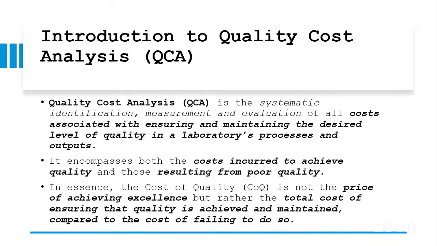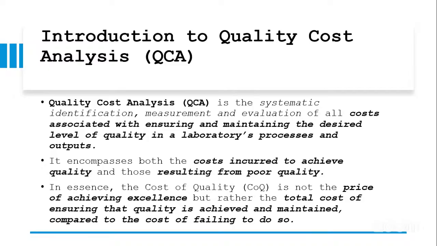Each step in the lab, each process in the lab, has an aligned cost on that process. So when we look at identifying these processes, measuring the cost attached to these processes, and evaluating the impact of the cost that is attached to these processes, we call the entire process quality cost analysis. So in summary, it encompasses both the cost incurred to achieve quality and those resulting from poor quality.